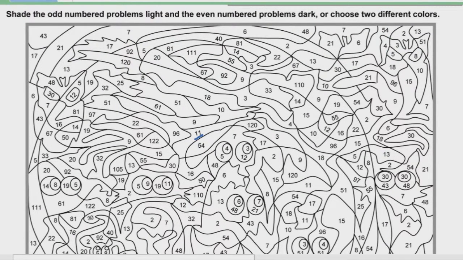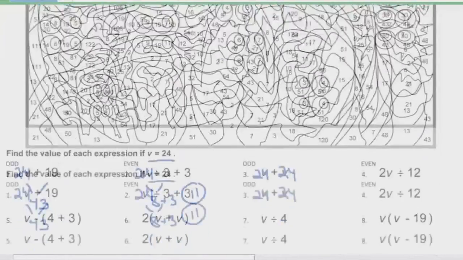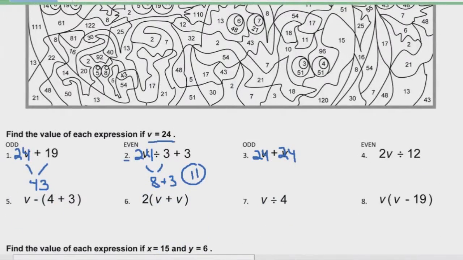Now remember, there's more than one of them usually, so you got to find them all, okay? Don't just find one. And shade them in dark, or this one dark, because it's an even problem. See, number 2 is even. And then problem 3, 24 plus 24 is 48. All right? So check your answers. If you did something wrong, press pause and fix it. Don't just copy from me because that doesn't help you. Remember, you're going to probably have to take a test sometimes. You got to make sure you understand this stuff.